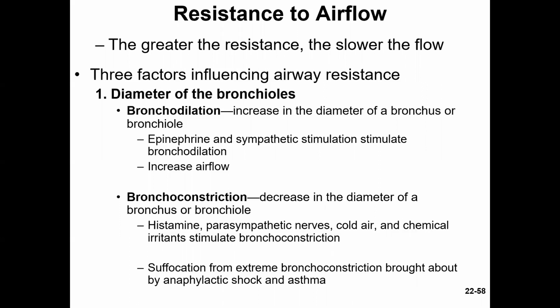So when we're talking about resistance to airflow, the greater the resistance, the slower the flow. There are three main factors that influence airway resistance, and this is similar to blood pressure. It's the diameter of the bronchioles. Bronchodilation is an increase in the diameter of a bronchus or bronchiole. Epinephrine and sympathetic stimulation stimulate bronchodilation and increase airflow. Bronchoconstriction is the decrease in the diameter of a bronchus or bronchiole. Examples would be histamine production, parasympathetic nerves, cold air, and chemical irritants that stimulate bronchoconstriction. Suffocation from extreme bronchoconstriction is brought about by anaphylactic shock and asthma.